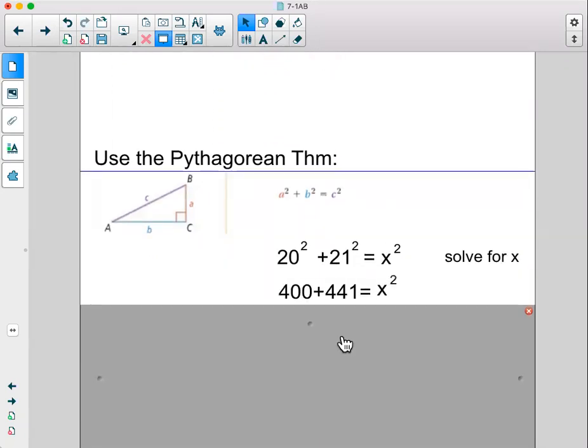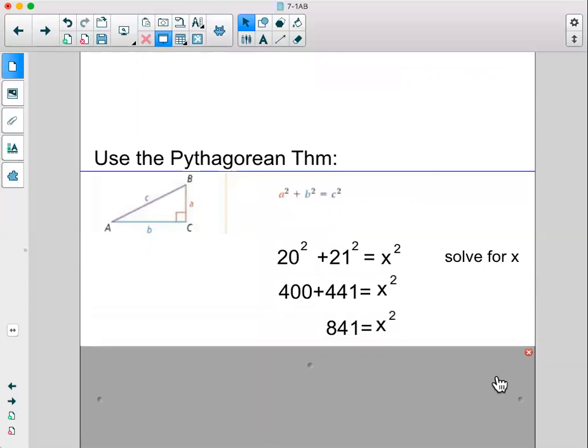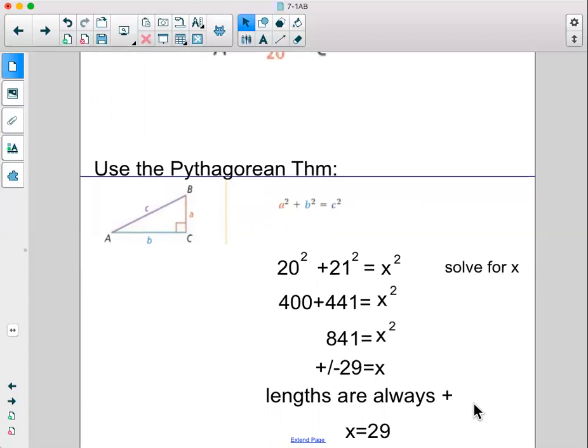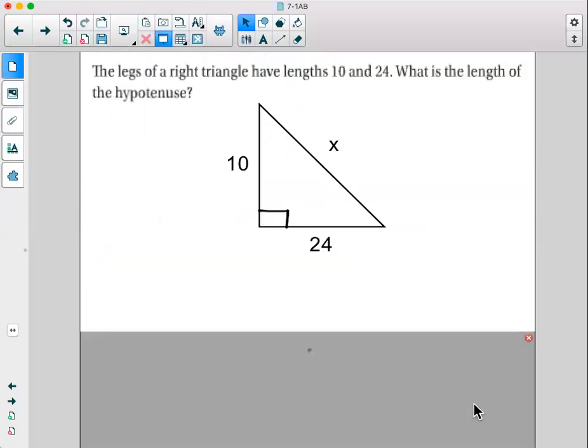We square each thing, we add them together, and now we take the square root of both sides. Now, when you take the square root, you will get a plus or minus, but we know that we're applying our math. Lengths are always positive, and so we only take the positive 29. So the length of the hypotenuse is 29.